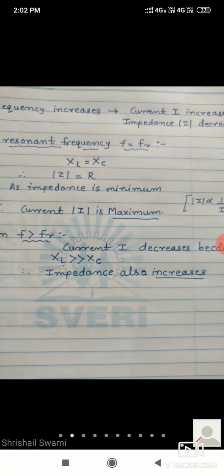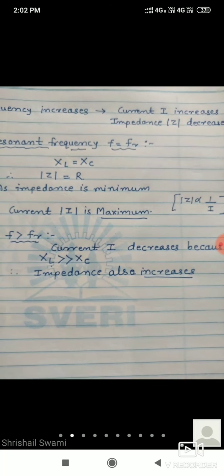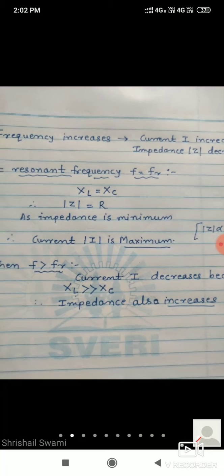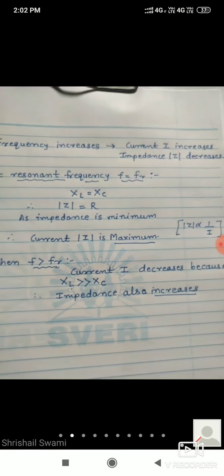Do you understand? Everyone understood this point? Okay. Still anyone have any doubt? If no, we will continue towards the voltages.